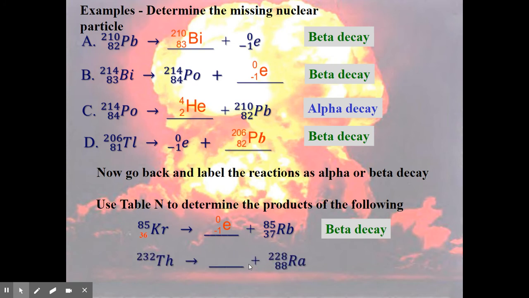Do the next one. All right, so we got the same thing. They give us a parent nucleus, TH232. You're going to need to look up the atomic number of TH. TH's atomic number is 90. And then we want to know what the missing particle is when this is the daughter nucleus. So what plus 228 equals 232? That's going to be a 4. And what plus 88 equals 90? That's going to be a 2. So it's going to be 4 over 2 He. This 4 over 2 He is an alpha particle, which means it's alpha decay.